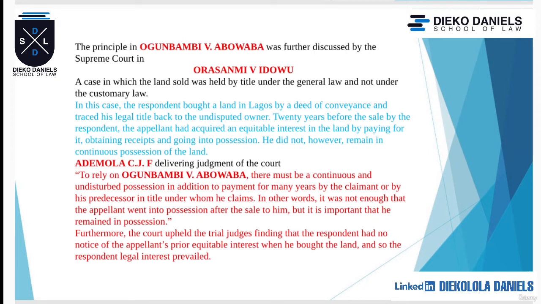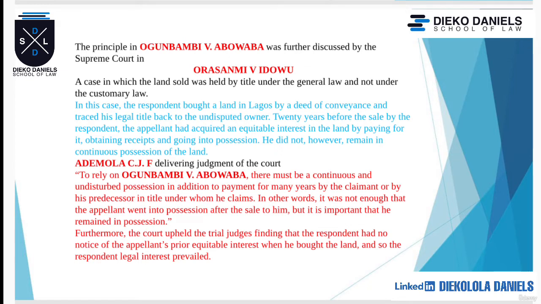So that means that, okay, we have a very solid case here. You have a legal interest because it was by what? Conveyancing. And then you can even trace your title in your conveyance to a person who is an undisputed owner. Now, 20 years before the sale by the respondent, the appellant had acquired an equitable interest in the land by paying for it, obtaining receipts, and going into possession.